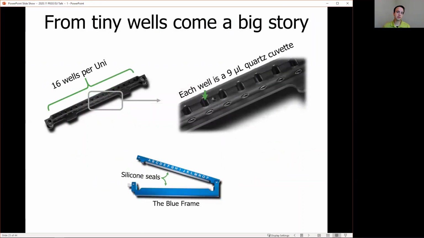So the unique features of the UNCLE all start from the UNI, which is an array of 16 quartz microcuvettes that hold 9 microliters of sample and that can be clipped in between silicone seals inside of a blue frame. This is what enables us to gather all that information on only 9 microliters of sample.